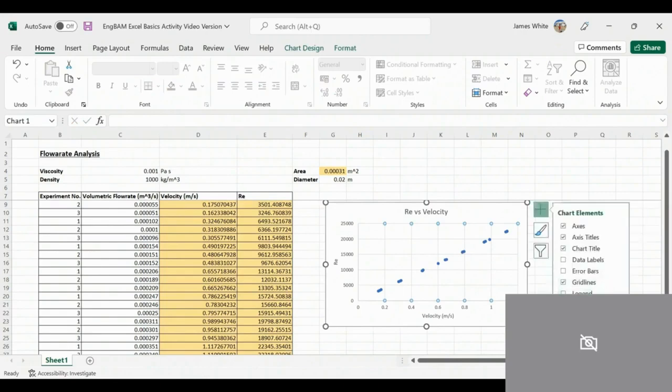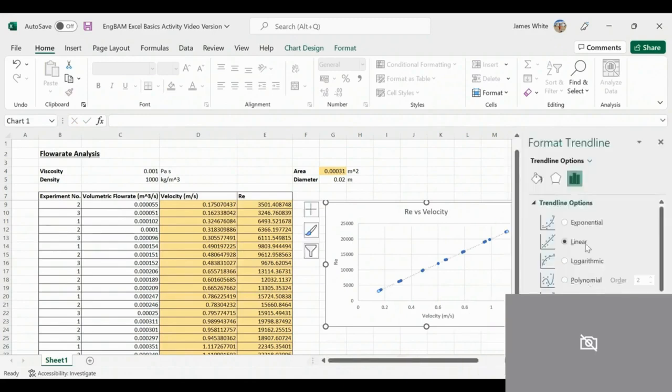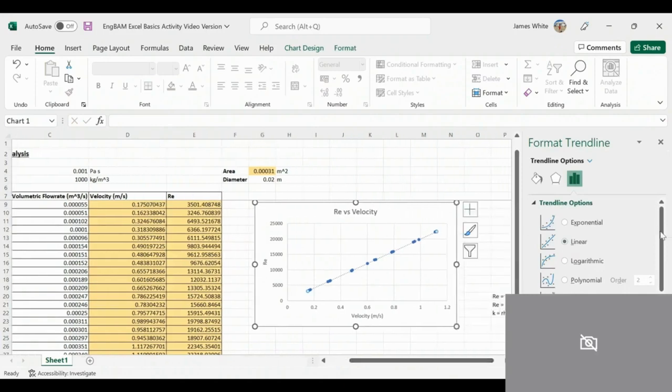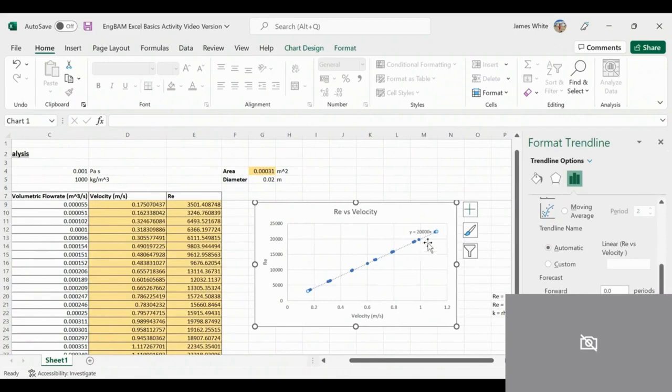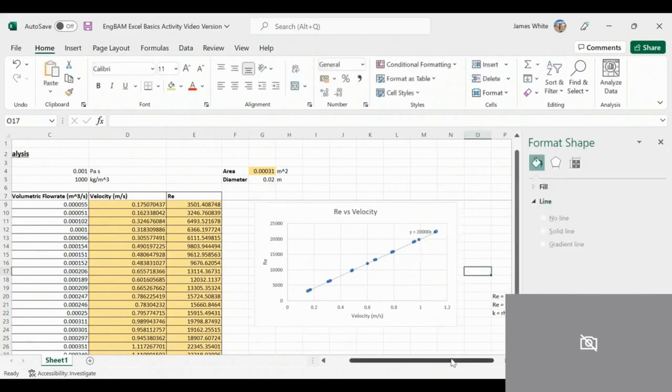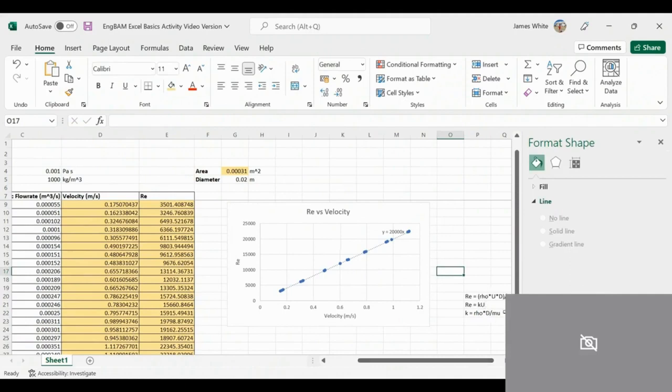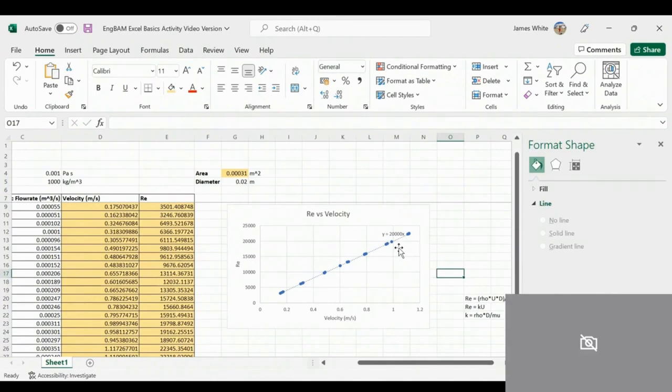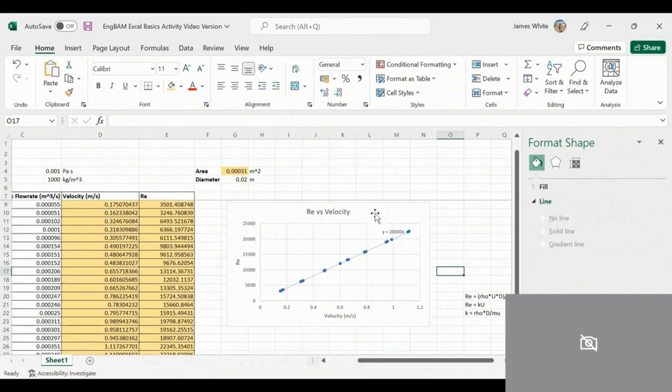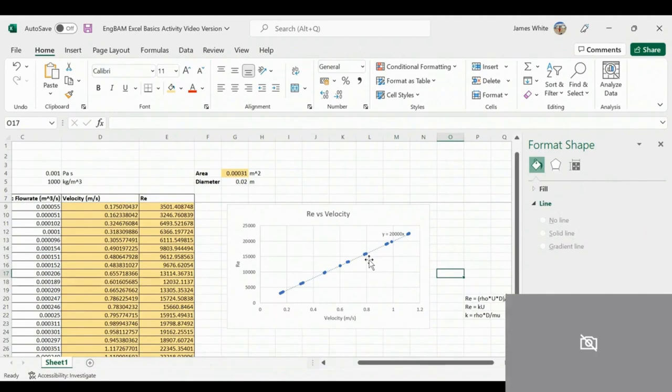So we can go here, go to more options, and think which one's going to be most appropriate. In this case, it is a linear one, and then if we scroll down here, we can actually add our equation to the chart. So our rho times d all over mu is actually equal to, I beg your pardon, that is 20,000x. So the 20,000 is our value of k. So this is how we could actually work out unknowns if we had a graph. But that is your final plot.